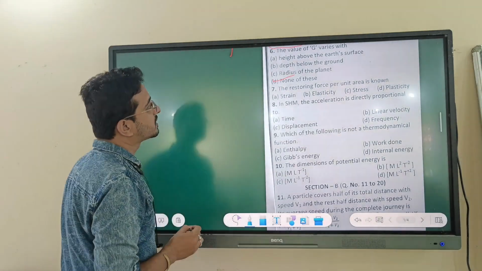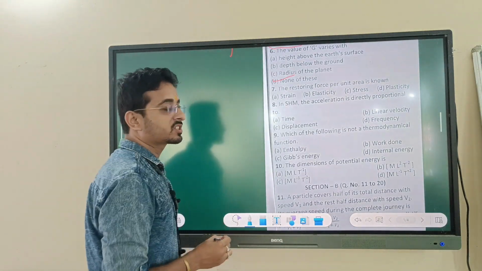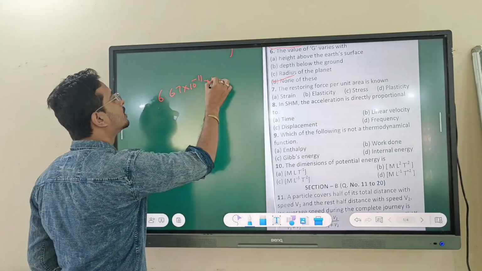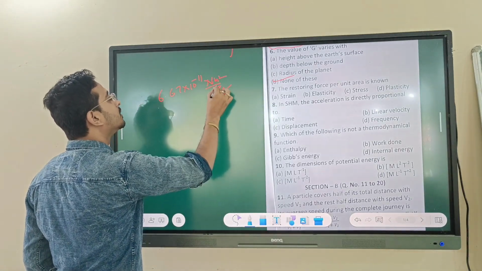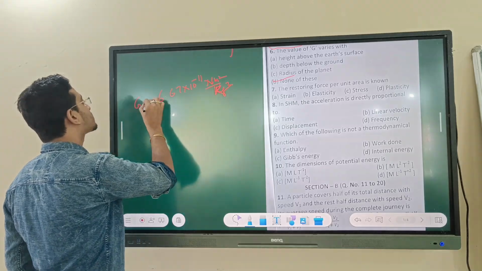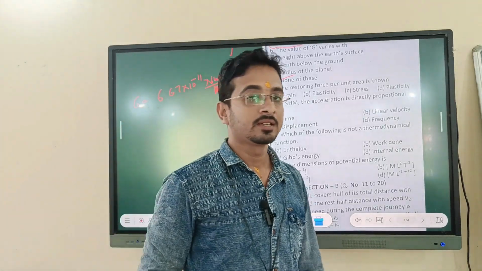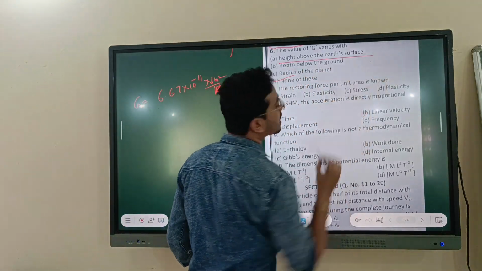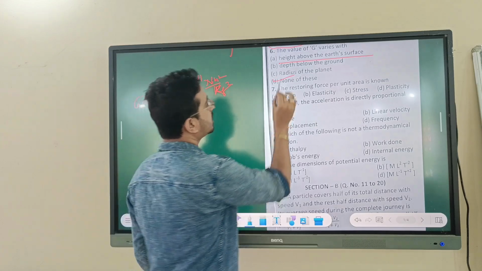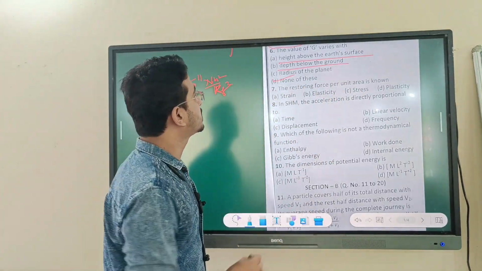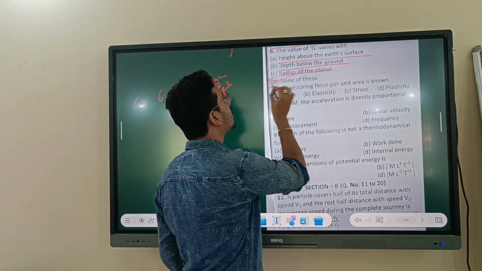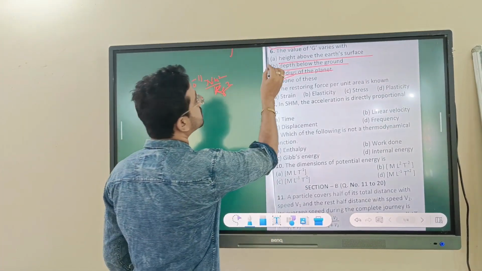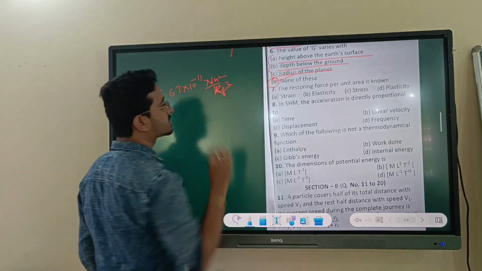Question number 6: G varies with what? G is a constant, its value is 6.67 times 10 to the power minus 11 Newton meter square per kg square, and it is constant throughout the universe. It is called the universal gravitational constant, and because it is a constant, it cannot vary above the earth surface, with depth, or with the radius of the planet. The only option is none of these, because it is a constant. So the universal gravitational constant does not depend on these parameters.